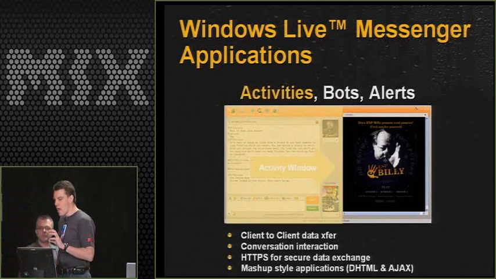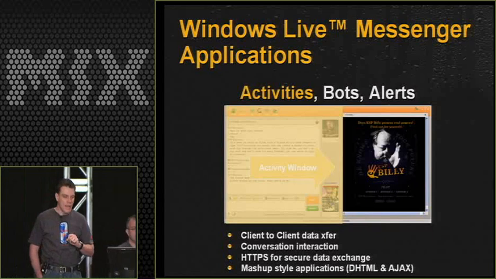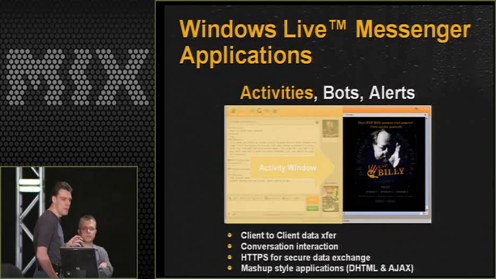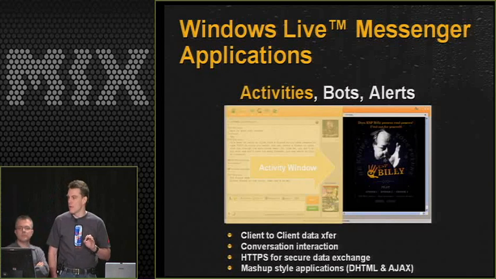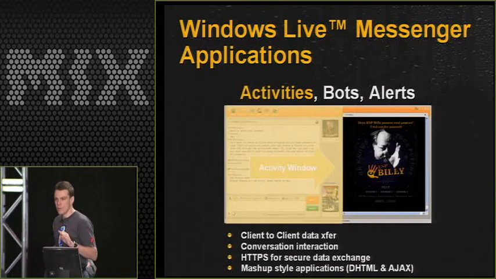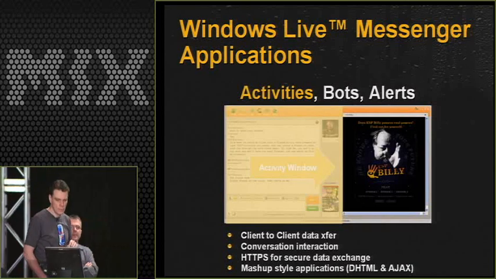So let's break down what's in that actual conversation window that we see here. We're looking at the right, the activity application window space. This allows us client-to-client data transfer. The interaction is going through the Windows Messenger client through to another Windows Messenger client. And I'll talk a little bit more about some of the other interactions that happen behind the scenes there.